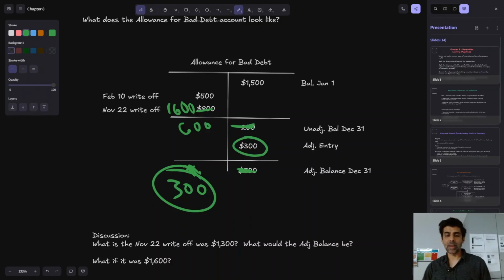So again, I'm trying to illustrate the drawback of this percentage of sales method. If you have some structural problems with your estimating, it's going to blow up at some point, which is what happened in this case, because I basically had too much write-down for how much I had in the piggy bank.